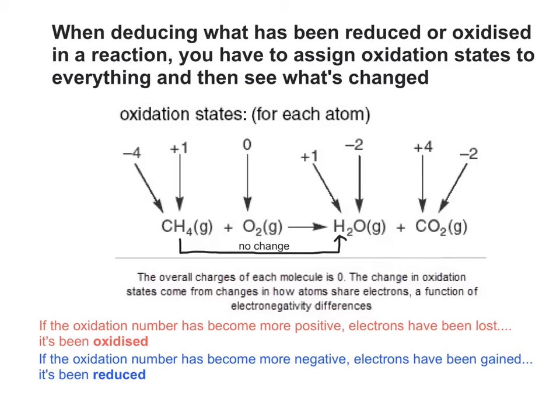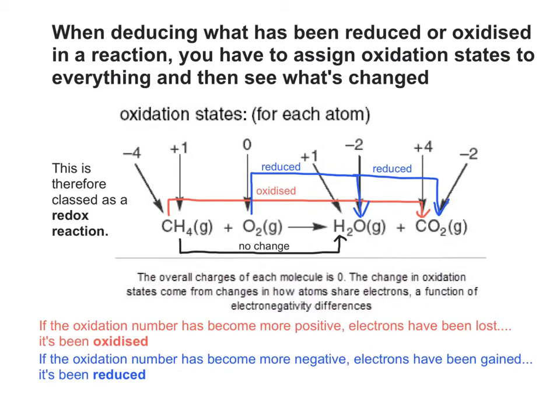So for hydrogen, there's no change at all. For carbon, it's gone from -4 to +4, so it's clearly been oxidized, electrons have been lost. And for oxygen, it's gone from 0 to -2, but it's turned to -2 in 2 separate species, so in both cases it's actually been reduced. So we can therefore call this a redox reaction, because we've been able to use oxidation numbers to show what's been reduced and oxidized.